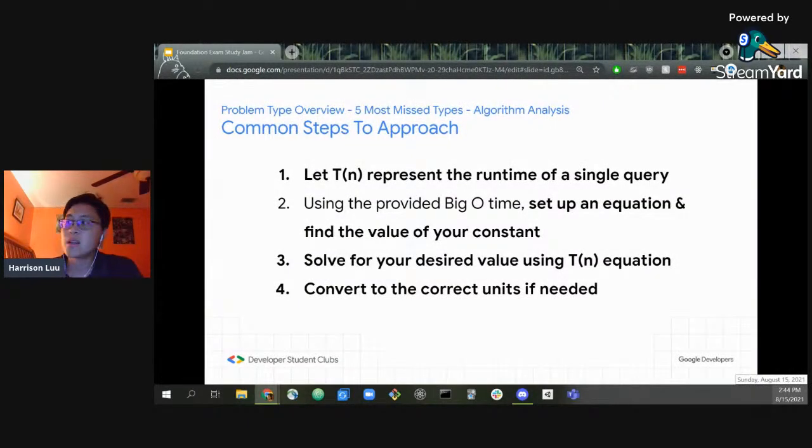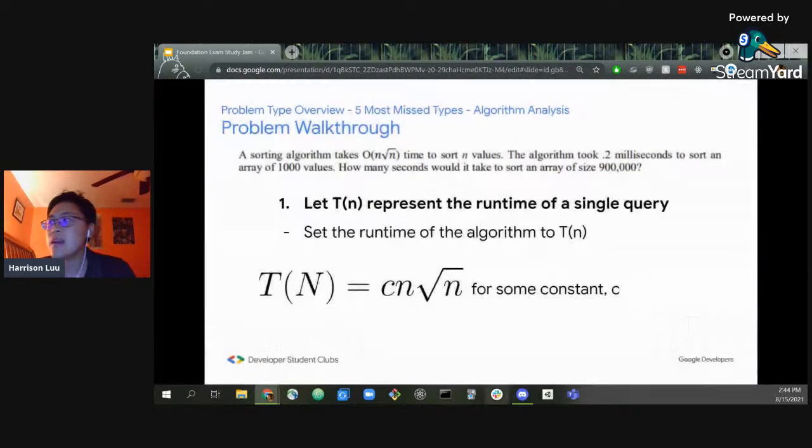Now we're going to go over common steps to approach algorithm analysis problems. A general outline of how we solve algorithm analysis problems that relate to finding the runtime of a function goes as such. Let T of n represent the runtime of a single query, use the provided big O time, and set up an equation to find the value of your constant. Solve for your desired value using the T(n) equation, and then convert to the correct units if necessary. And you'll see how all of this fits together later. Next slide, please.